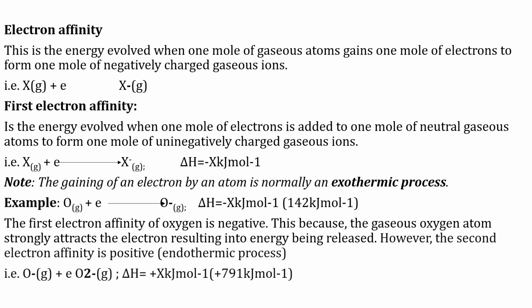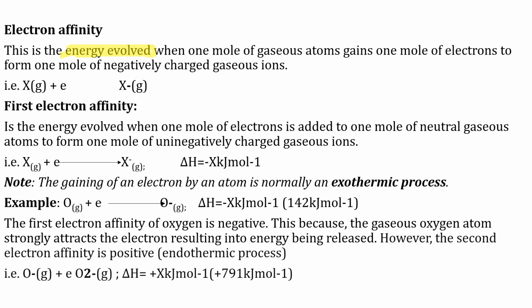So in this slide, we are going to look at electron affinity. Notice that electron affinity is the opposite of ionization energy. Ionization energy is the energy required. Now here, electron affinity is the energy evolved. It's not the energy change. Electron affinity is always the energy evolved.